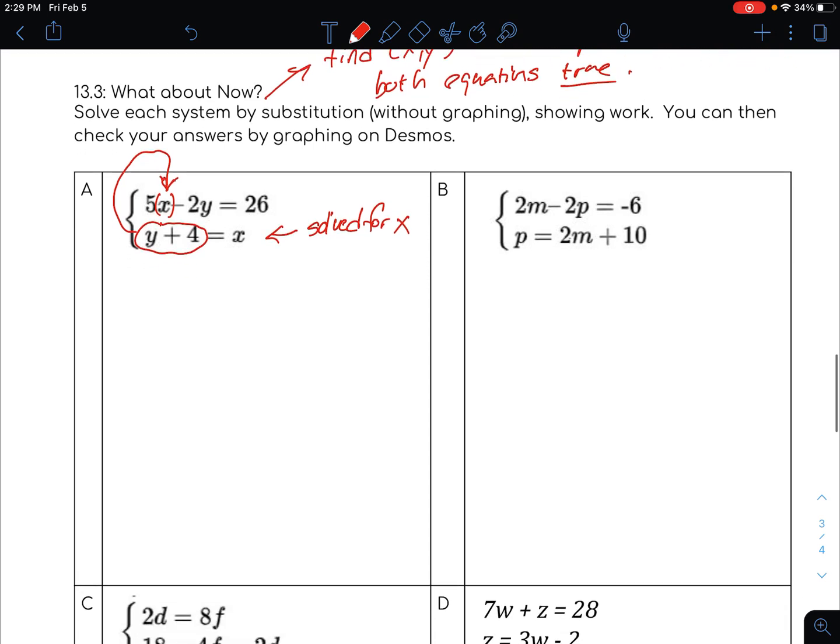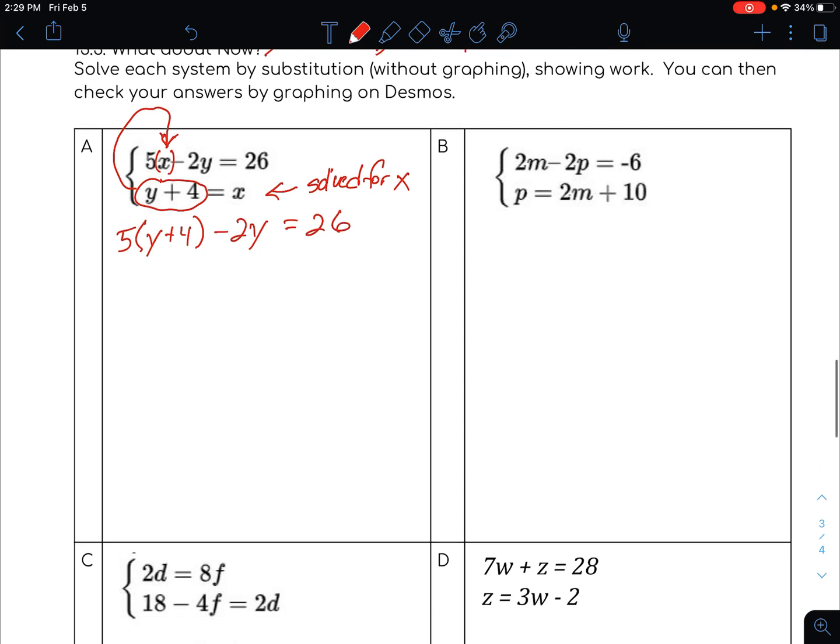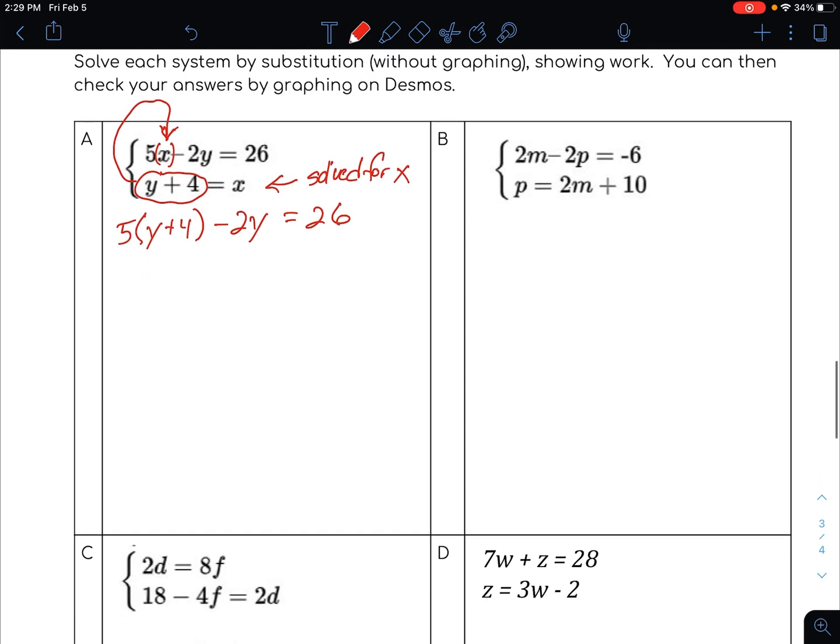And so let's rewrite that first equation. That first equation becomes 5 times y plus 4, instead of 5x, because that's what I substituted in, and then keep writing that equation: minus 2y equals 26. Okay, unlike the previous page, this one's going to require a little bit more algebra.